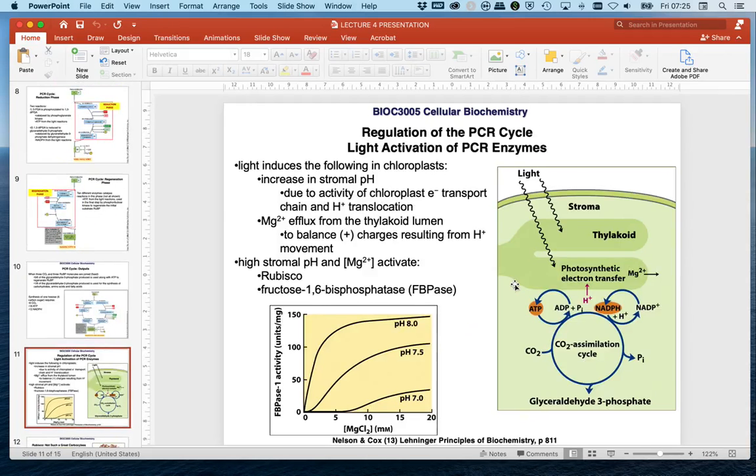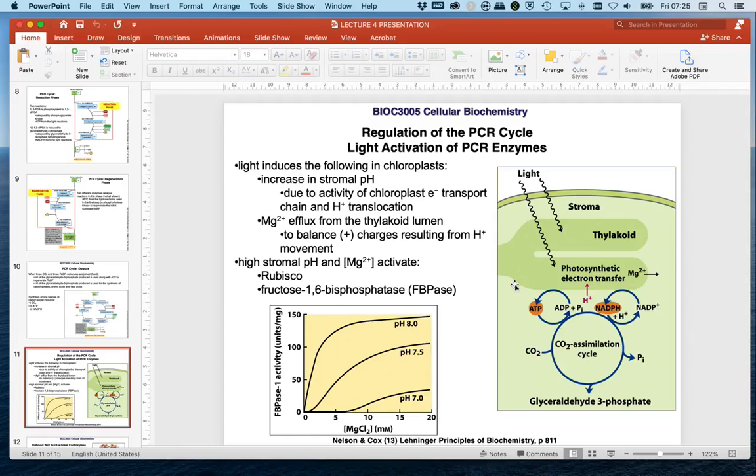So how is this cycle regulated? Well, as you might expect, it's regulated by light. It's active when light is on, when it's daylight, when plants are collecting sunlight. And we can dissect what's happening when the light is on. Think about what's happening in the chloroplasts. Think about the light reactions first. So go back to the light reaction. Think about what's happening there when light hits the chloroplasts and the thylakoid membranes.